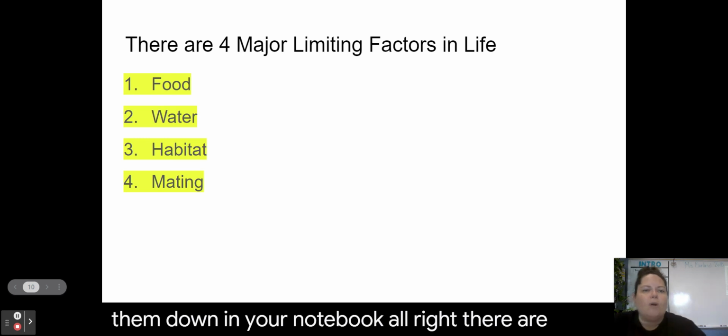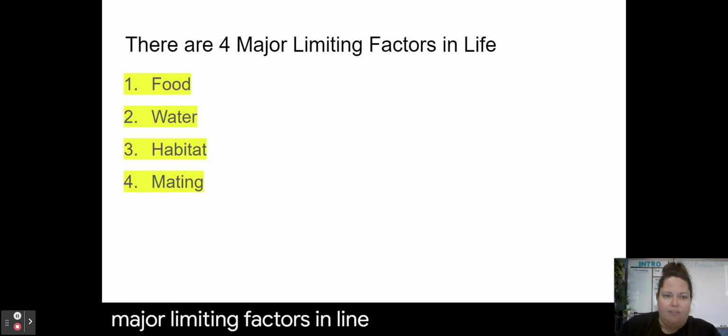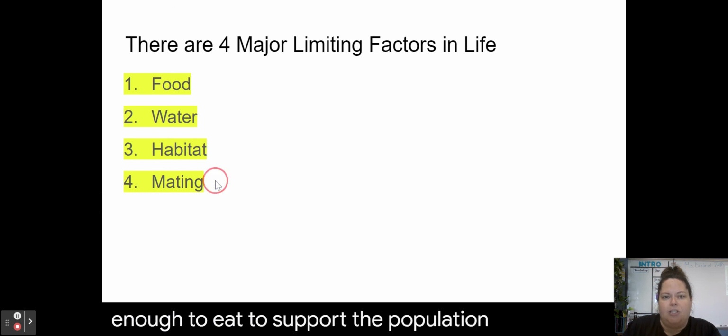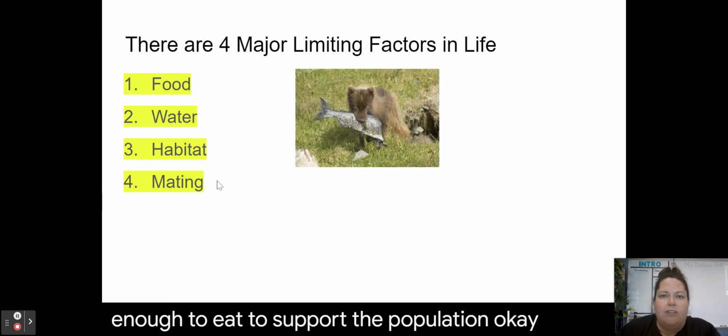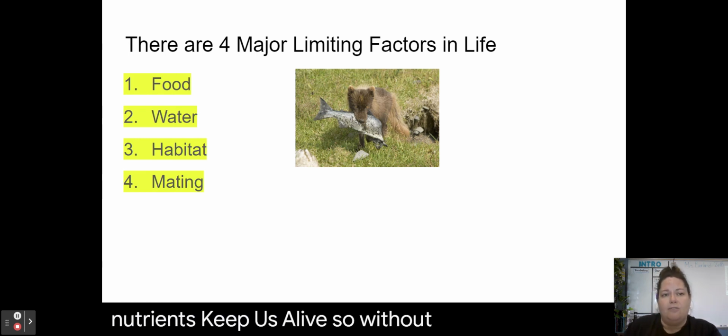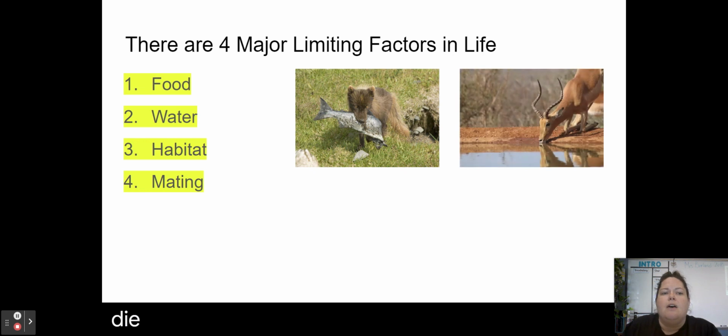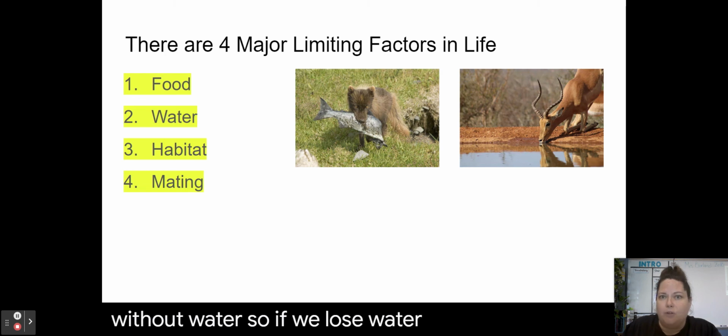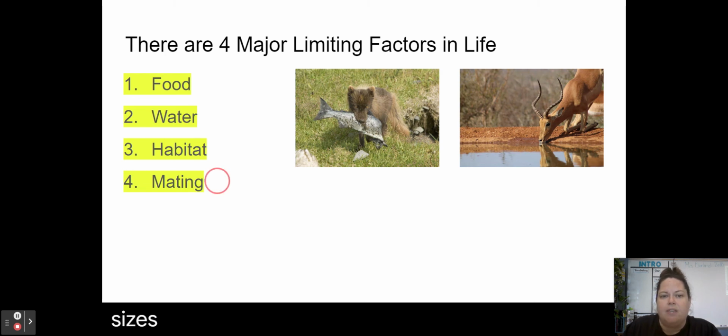All right, there are 4 major limiting factors in life. Food. You got to have enough to eat to support the population. Okay? Whether that's humans, animals, plants, you got to eat. Nutrients keep us alive. So without enough food, we die. Water. Same thing. Our bodies cannot function without water. So if we lose water, we lose population sizes.